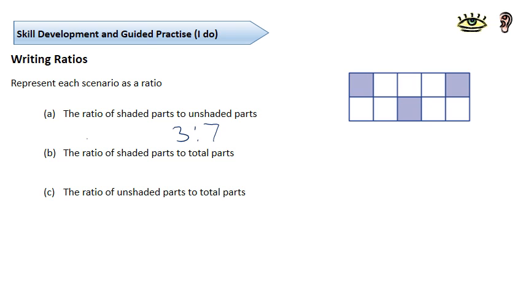Next part, the ratio of shaded parts to total parts. Now we know from that question before we have 3 shaded parts, and in total, if you add these up, we have 10 parts in total. Now lastly, the ratio of unshaded parts to total parts. Unshaded parts is 7, and the total parts is 10.